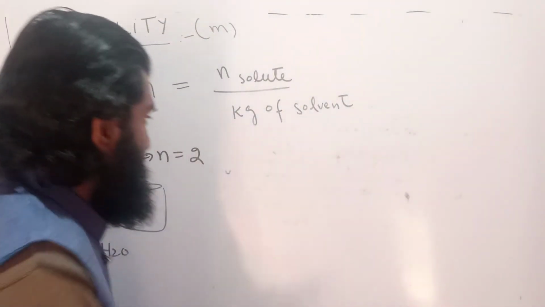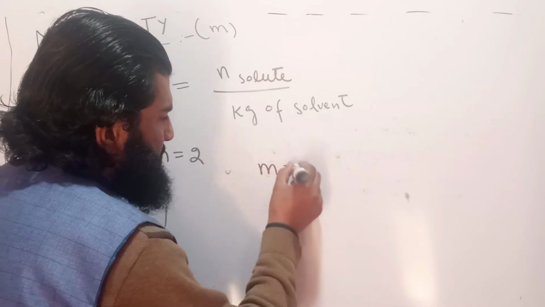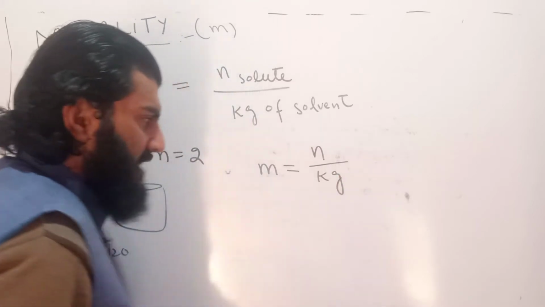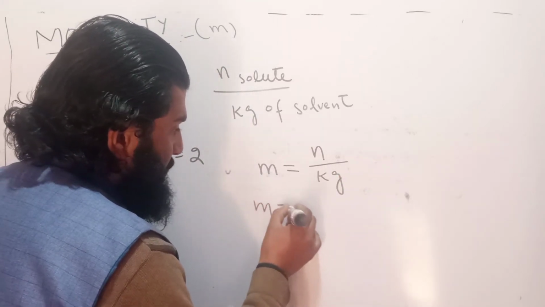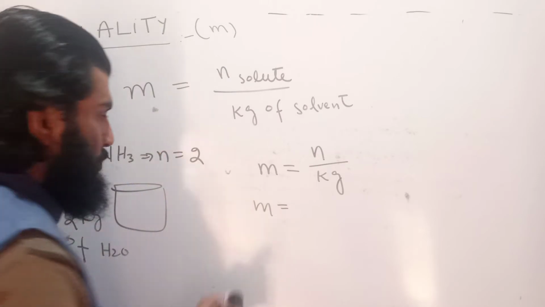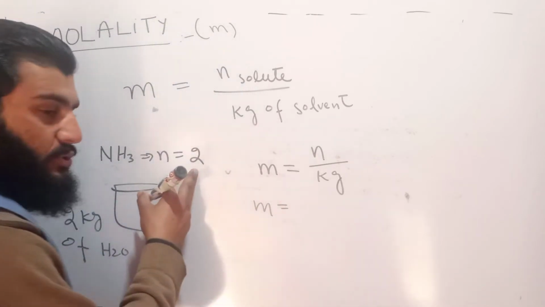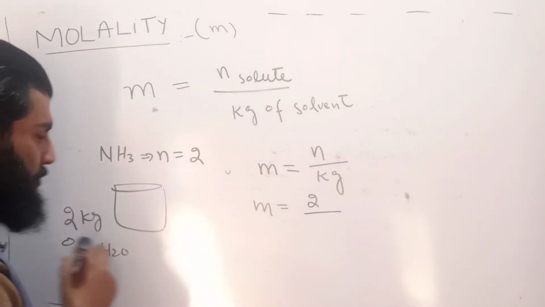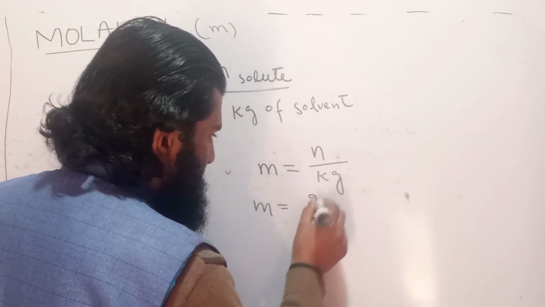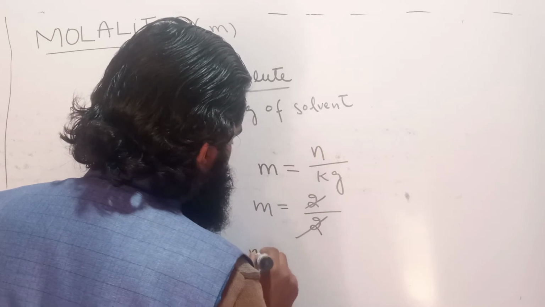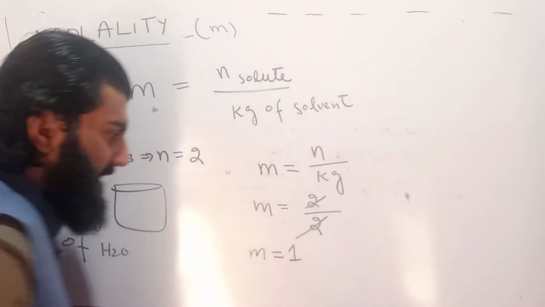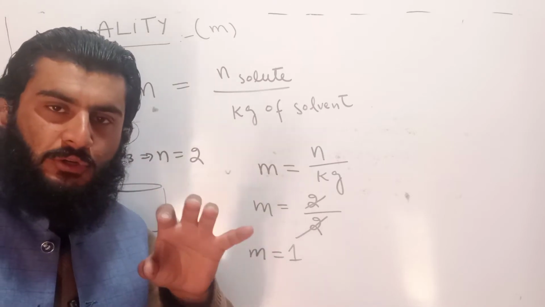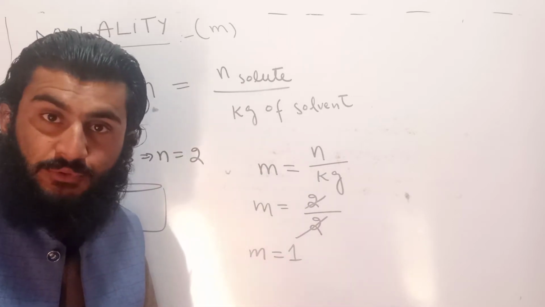Very easy case. So we know that molality is equal to moles of solute in kilogram of solvent. So molality is equal to 2 mole of NH3. Here 2 is the solute: 2 moles of NH3 dissolved in 2 kilogram. The 2s cancel each other, so molality will be equal to 1. So when we add 2 mole of NH3 in 2 kilogram of solvent, its molality will be 1.